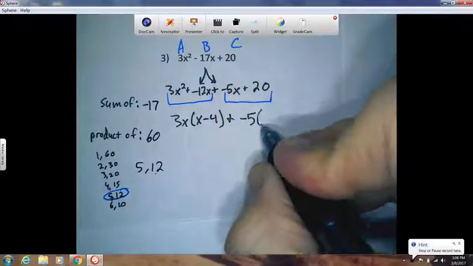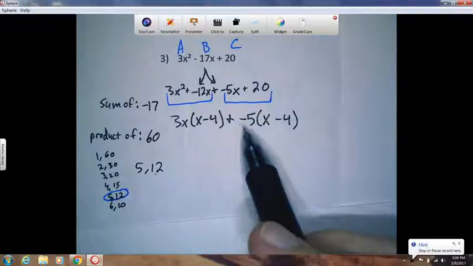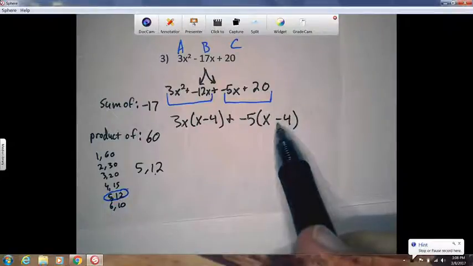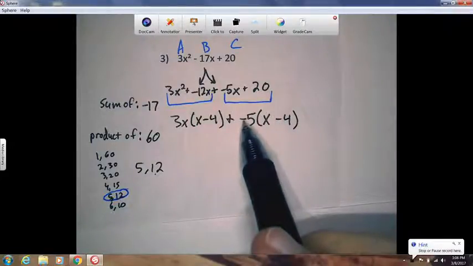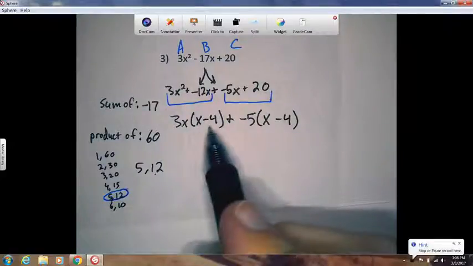Now if you put a positive 5 here, you're going to see that you have negative x and positive 4. So sometimes you need to switch the sign of this number to make this set of parentheses look the same as this set. And then of course, write your answer in fully factored form.